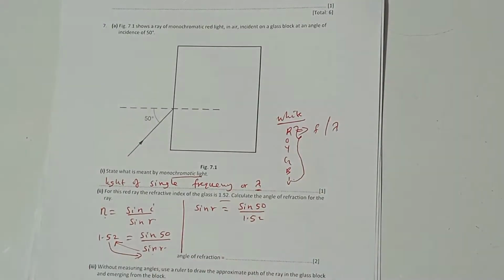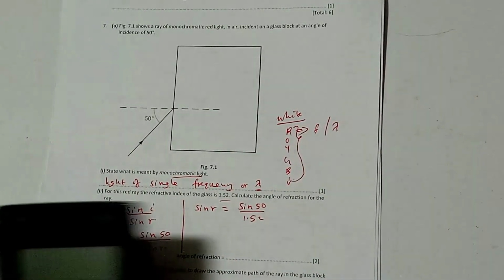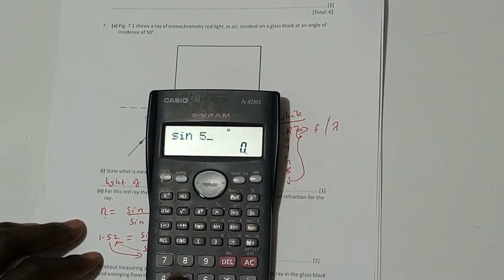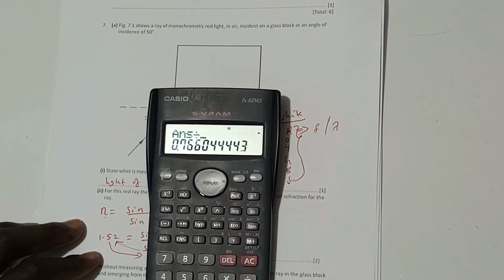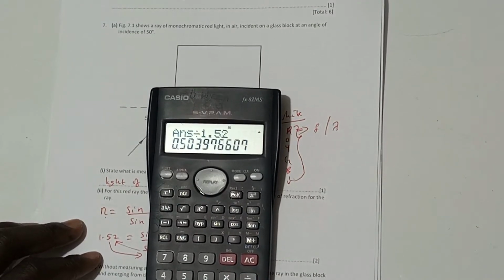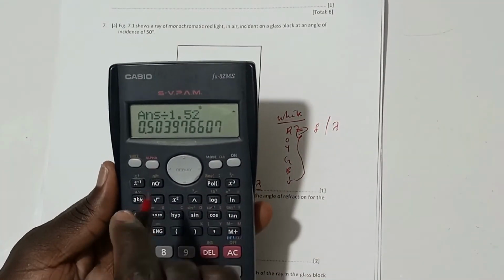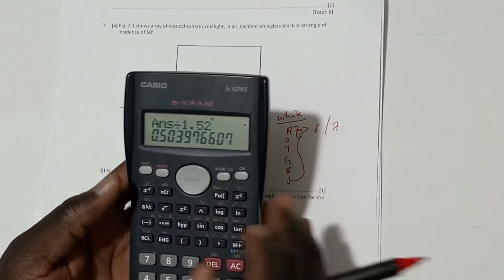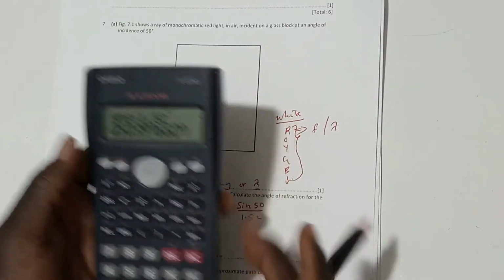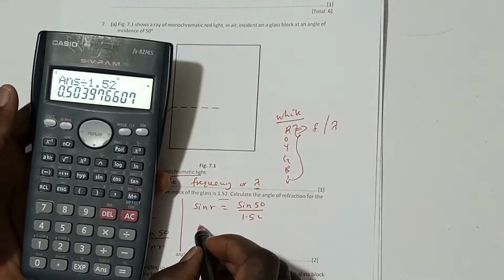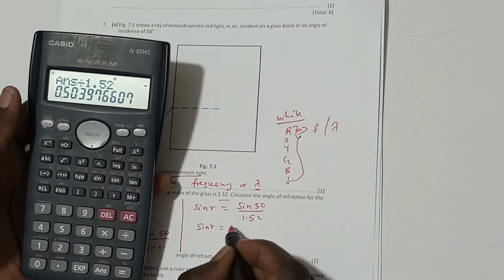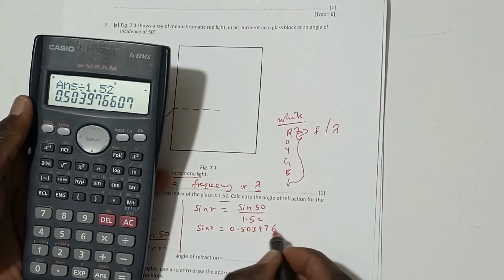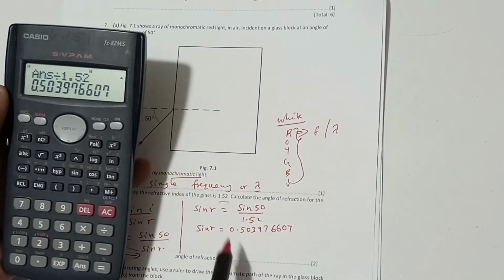So once again, we use a calculator. Sine 50 divided by 1.52, we get 0.5039 and so on. Now what we do is find the sine inverse of the answer. Remember what you're getting, let me just write it. Sine r is equal to 0.50397667. This is sine r.